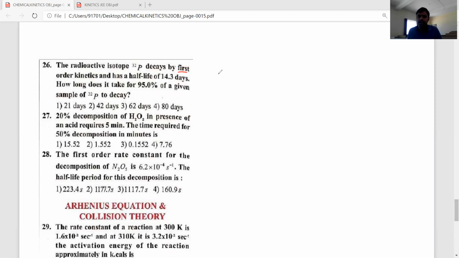calculate. For calculating that time, first we have to find out the K value. For a first order reaction, what is the formula? K is equal to 0.693 by T half. So the T half value they gave, you have to substitute: 0.693 by 14.3 days, which is its half-life period. On simplification we get 0.0485. What are the units? Days inverse.